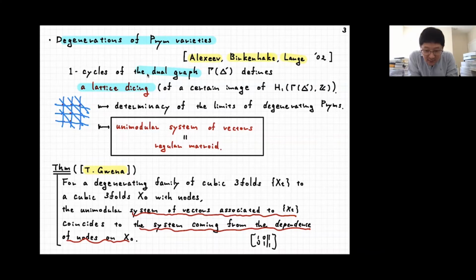But you mean this dependence of nodes means that several nodes determine other nodes? Or... no, I mean whether they are on one plane or on one line, and so on. I see. Thank you.